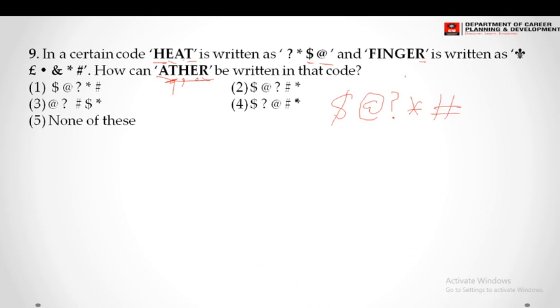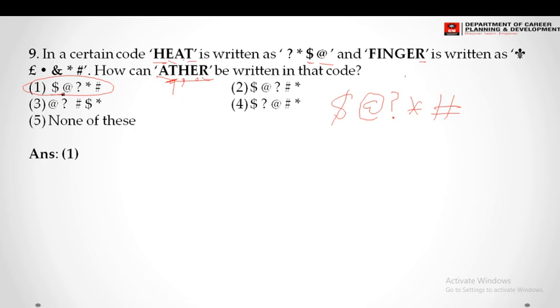So question number 9. Which option is correct? This dollar, at the rate, question mark, star, and as. So option A will be correct for this question. So option A is correct.